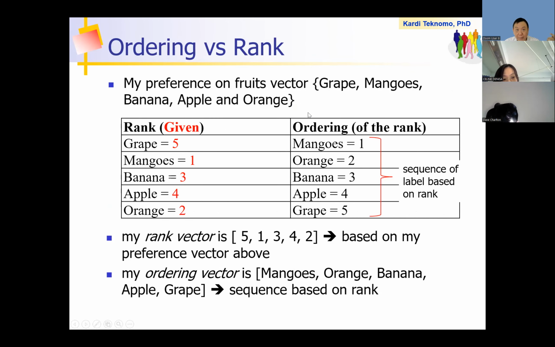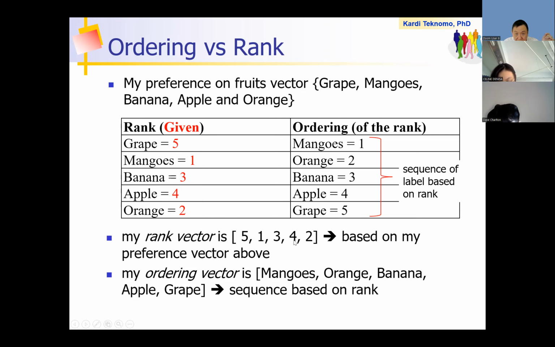So this is an example. My preference of fruits vector is grape, mangoes, banana, apple, and orange. So in this case, the ordering is based on this vector, isn't it? So mangoes is 1. This is based on the rank given. The grape is number 1, so I put 5 here, and then mangoes. Oh no, wait, this is the preference vector. The rank is given down here.